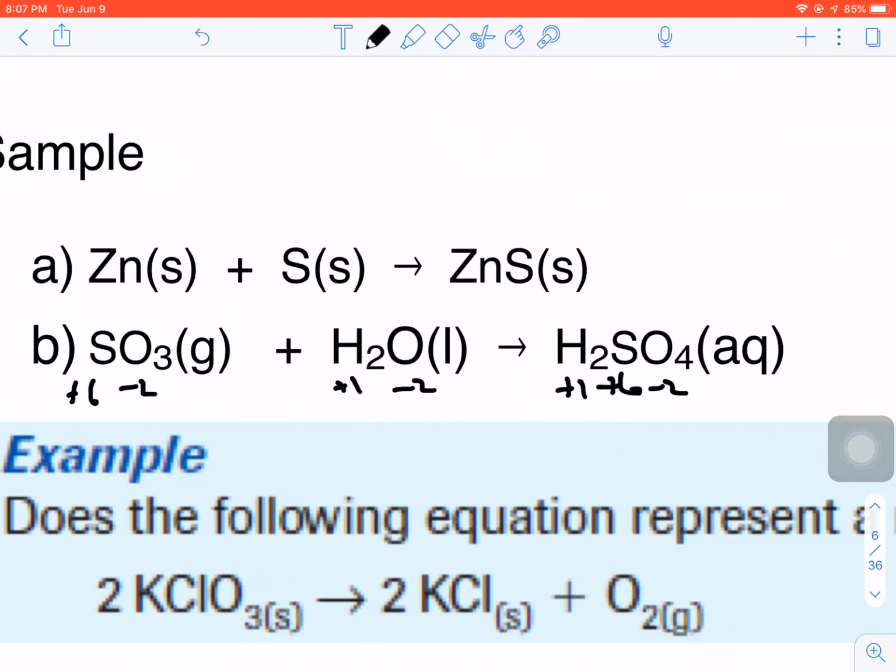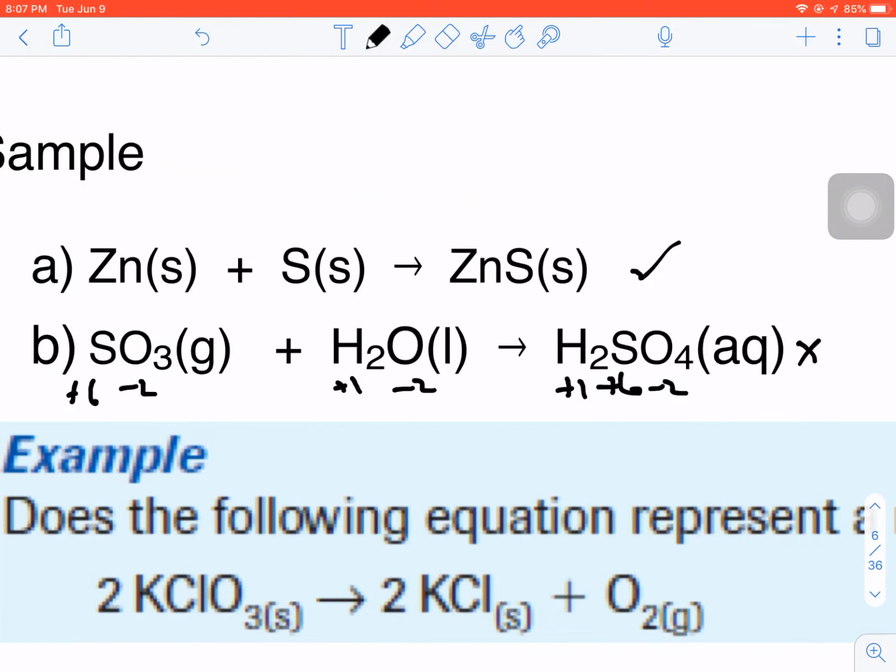So notice the sulfur doesn't change oxidation number. It's +6 on both sides. The oxygen never changes oxidation number, and the hydrogen doesn't. This is not a redox reaction. So the first one was a redox reaction, and this other one wasn't a redox reaction.